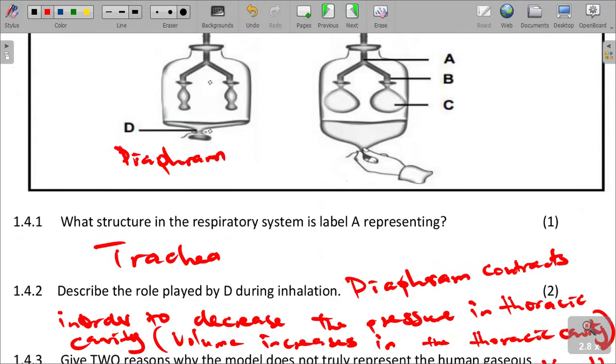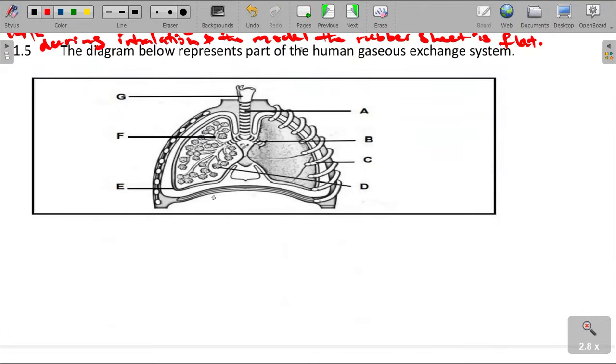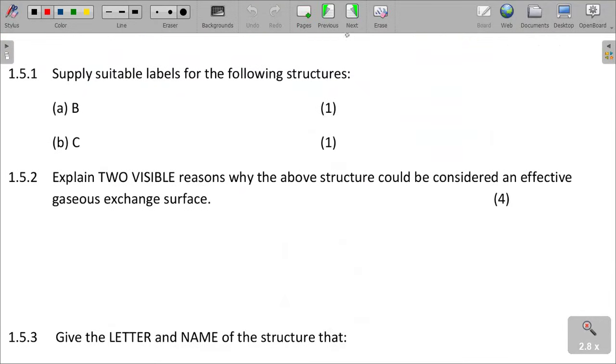That is one other key area of concern that we can give. The diagram represents part of a human gaseous exchange system, exactly like the way you see here. We are looking at the original versus what has been given there as the model. So we need to look at the various questions that would arise here. Let's just see what they are saying.